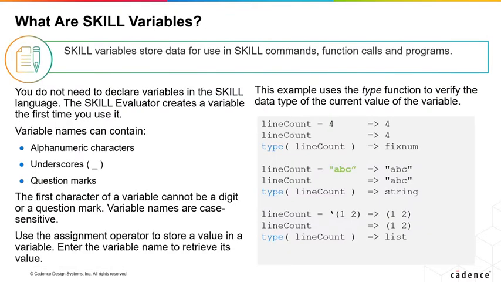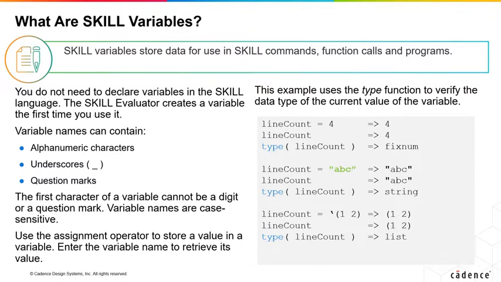Here we'll look at the syntax needed to declare a variable in skill. The skill evaluator will create the variable the first time we use it, so we don't need any special declaration to declare it like some languages have. We just simply use it, and the first time we use it, skill will create it. Variable names can contain alphanumeric characters, underscores, and question marks, with the restriction being the first character of a variable cannot be a digit or a question mark. And also, it's important to note in skill that the variable names are case sensitive.